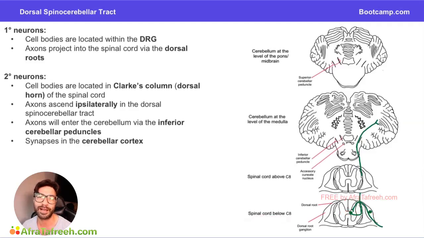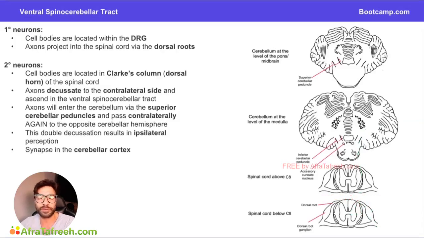So this is where we're going to have our dorsal and ventral spinocerebellar information coming in. Now let's take a look at the ventral spinocerebellar pathway, and this one is a little bit more detailed in the sense that there's a few decussations which occur throughout this pathway.